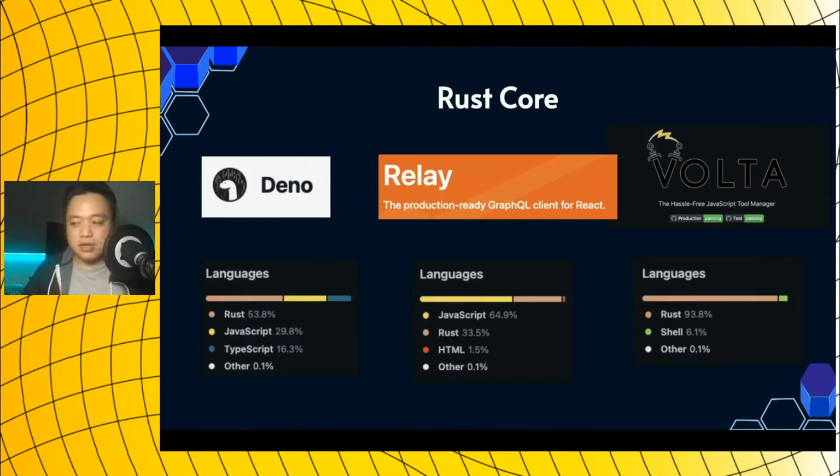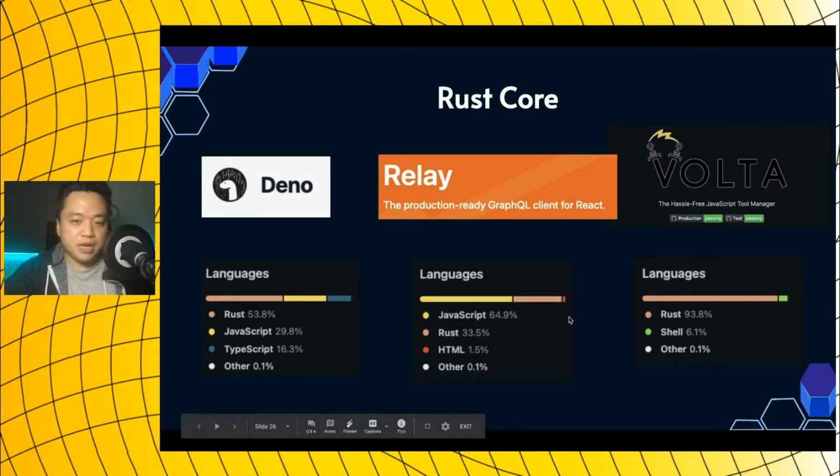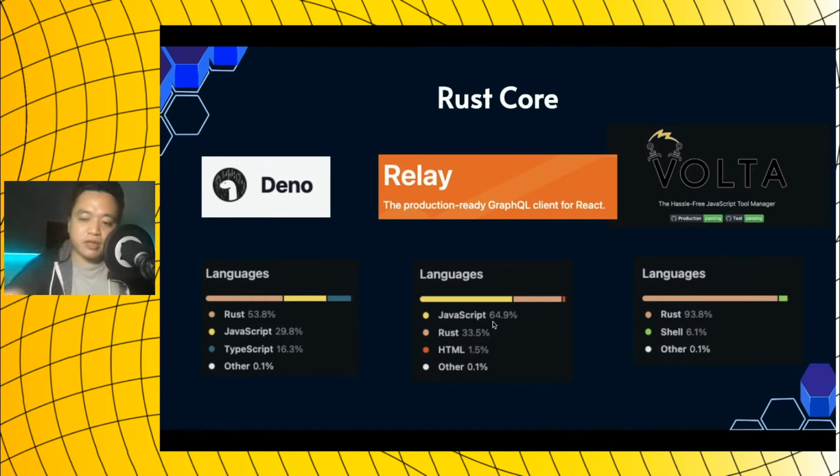These are other tools that are exploring Rust cores. Deno is 53% Rust, Relay is 33% Rust, and Volta is 94% Rust. These are all just examples of how JavaScript tooling is increasingly being written not in JavaScript. And I think this is a generally positive approach. Obviously, it's much harder to contribute because I don't know Rust, and now I'm unable to contribute to the core of these things. But there is still JavaScript in each of these things, so I can contribute around the edges.